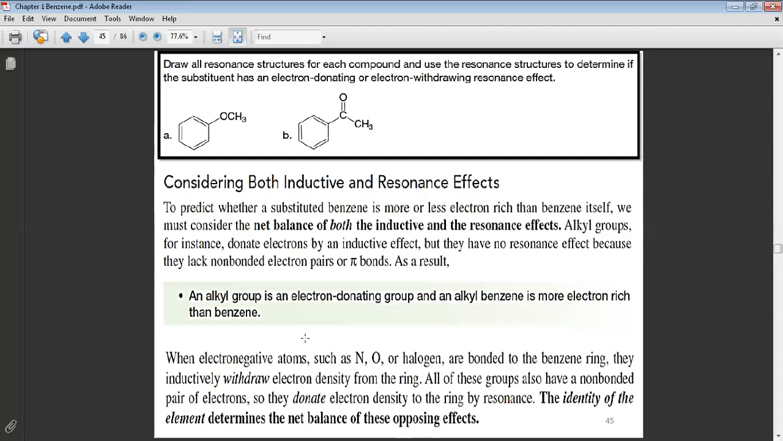Okay. Now, what do we have here? Look. When electronegative atoms such as nitrogen, oxygen, or halogen are bonded to the benzene ring, they inductively withdraw electron density from the benzene. All these groups also have nonbonding electrons. That means we also have a resonance effect, so they donate electron density to the ring by resonance. The identity of the element determines the net balance of these opposite effects, which one is stronger, the inductive or the resonance.